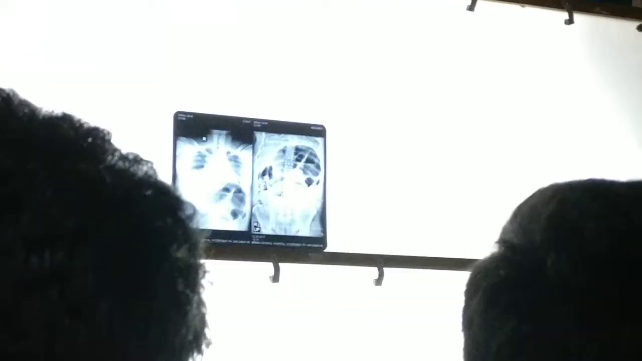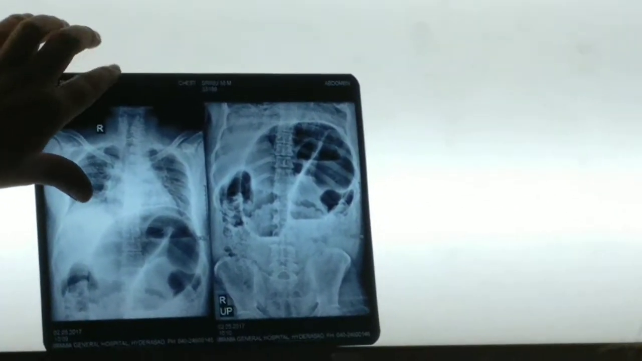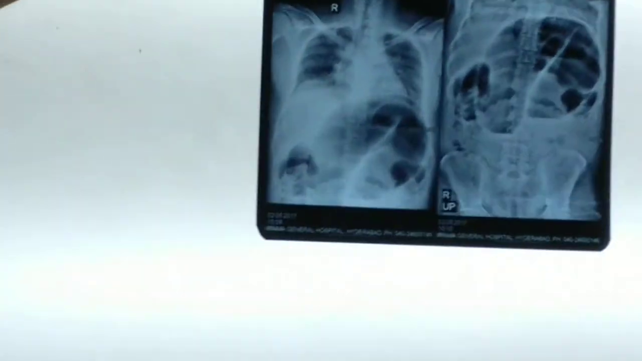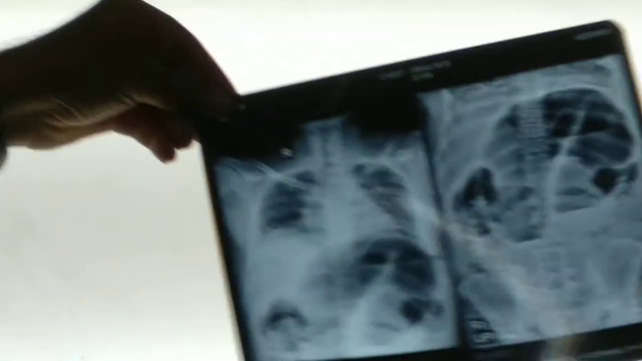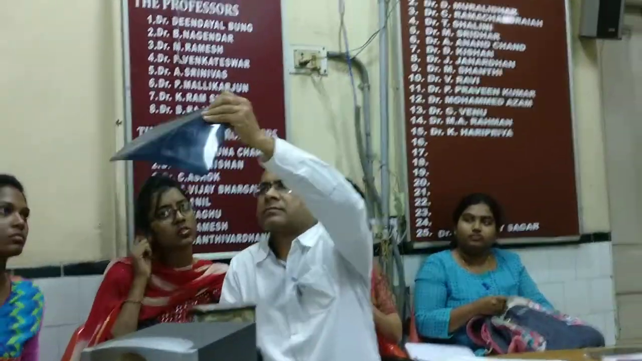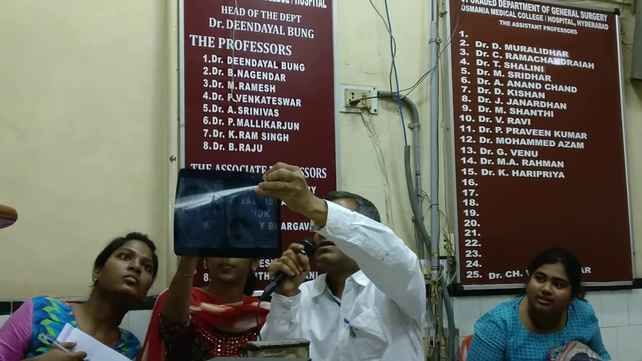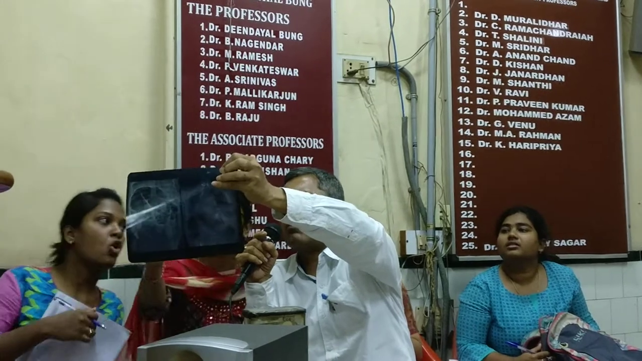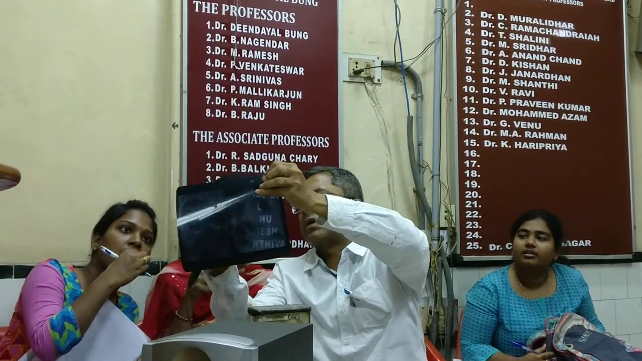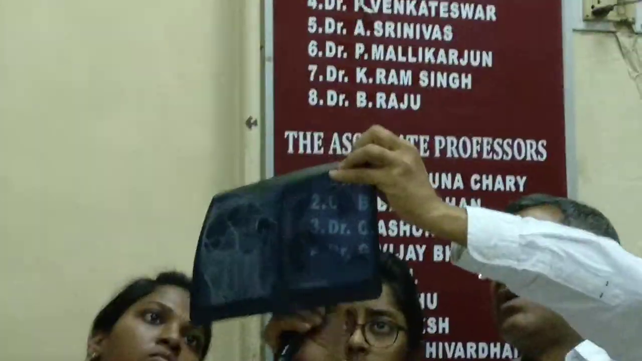Okay. What is that X-ray? This is an X-ray showing volvulus. Volvulus of the large bowel. Balloon shape. So it is a volvulus X-ray. Both are the same, volvulus. Okay. Sigmoid volvulus or colonic volvulus.